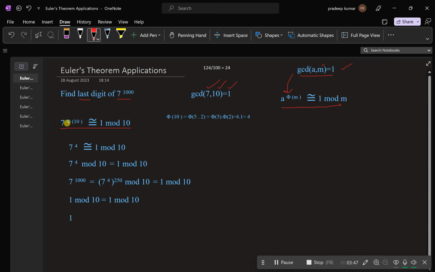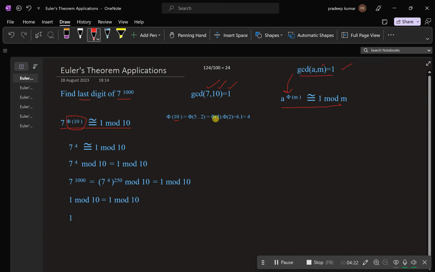Then how do we find phi of 10? As we have seen in previous problems, I can express 10 in terms of two relatively prime numbers, meaning the GCD of these two numbers should be 1. The GCD of 5 and 2 is 1, so I can express phi of 10 as phi of 5 into 2. Further simplifying, I multiply phi of 5 into phi of 2. Since these are prime numbers, I can just subtract 1 and get the answer.